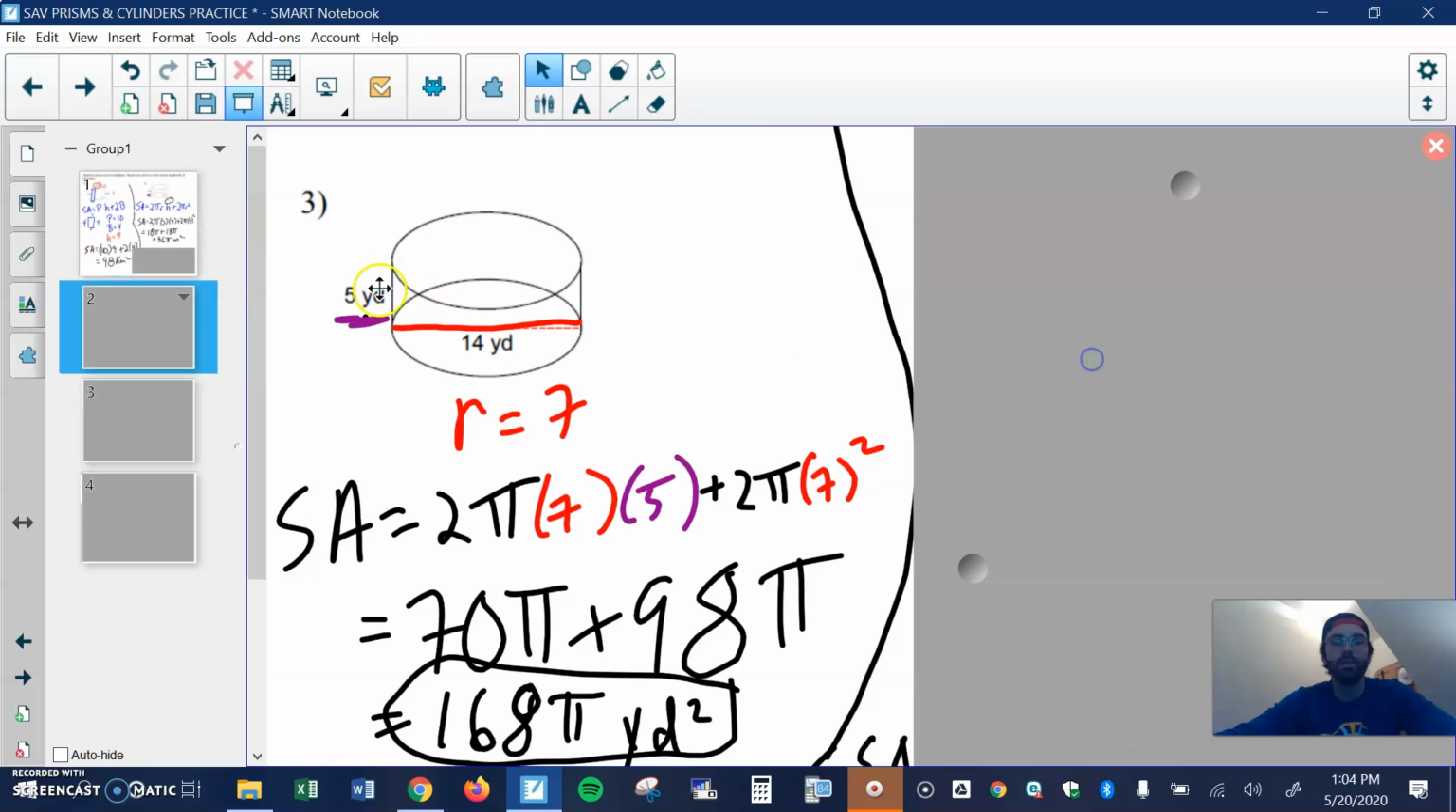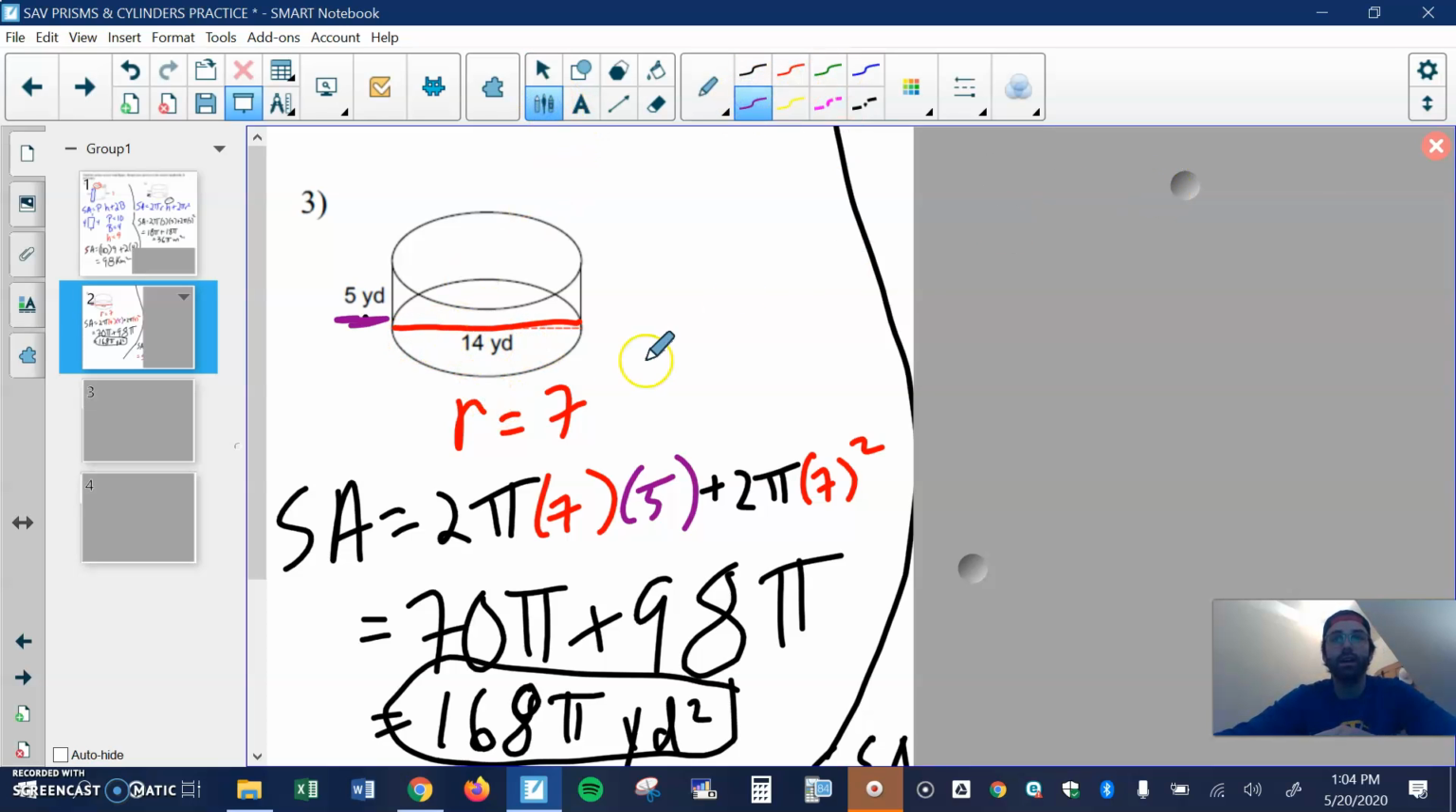Let's talk about number 3. This one's a little bit different in that we're given our diameter as the 15, and so that makes the radius 7. The height is obviously then 5. 5 times 2 pi 7, plus 2 pi 7 squared, to get 168 total pi's. 7 times 5 is 35, times 2 gives me 70. Then make sure you square the 7 first and then multiply by 2.